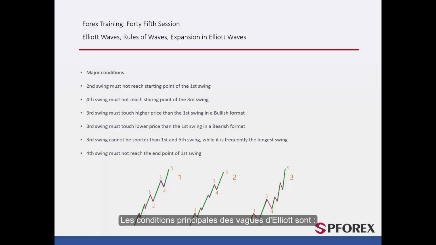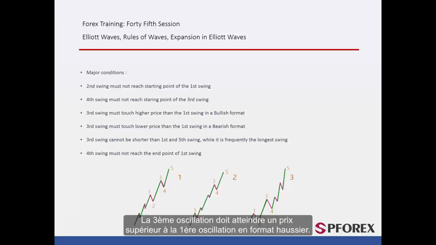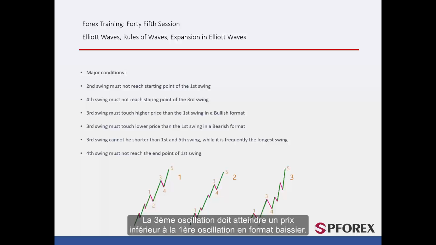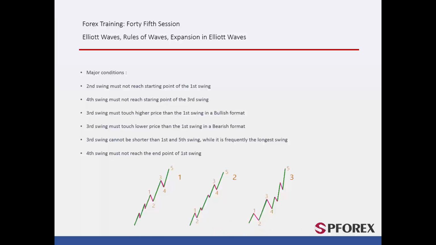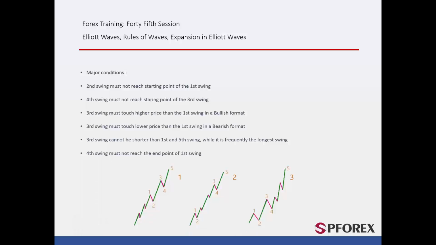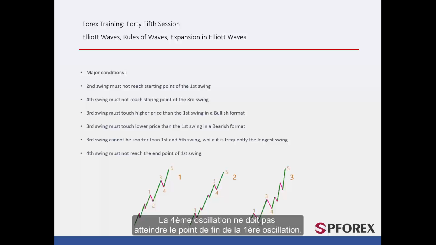The major Elliott waves conditions are: the second swing must not reach the starting point of the first swing. The fourth swing must not reach the starting point of the third swing. The third swing must touch a higher price than the first swing in bullish format. The third swing must touch a lower price than the first swing in bearish format. The third swing cannot be shorter than both the first and fifth swing, while it is frequently the longest swing. The fourth swing must not reach the endpoint of the first swing.